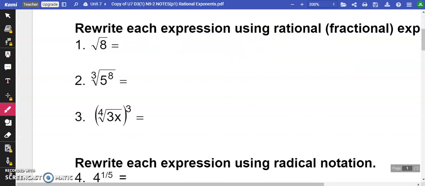So if I'm looking at number 1 here, and I want to take the square root of 8 and just write it with an exponent, the 8 is going to stay the same, and the exponent is going to be the fraction 1/2. And that's really all there is to it. The next one, number 2, where it says cube root of 5 to the power of 8, it looks more complicated, but it's really not. So let's focus in on that for a second.